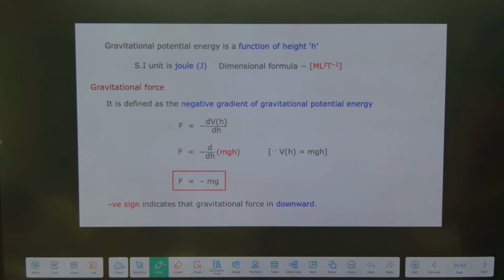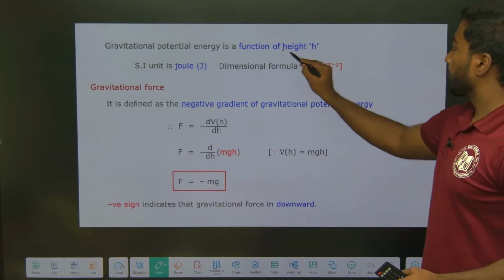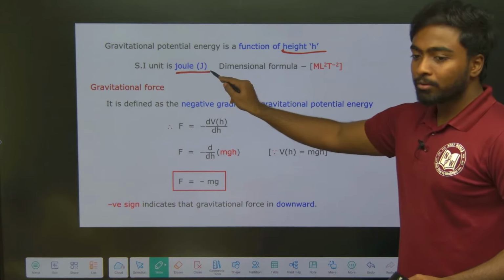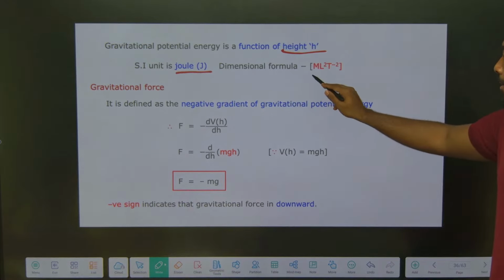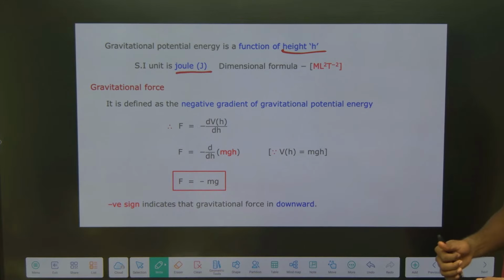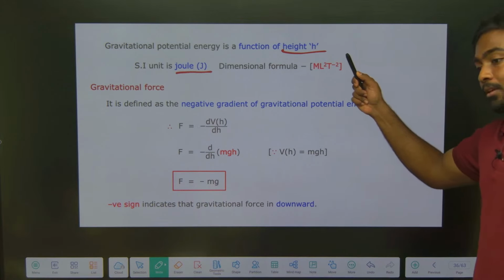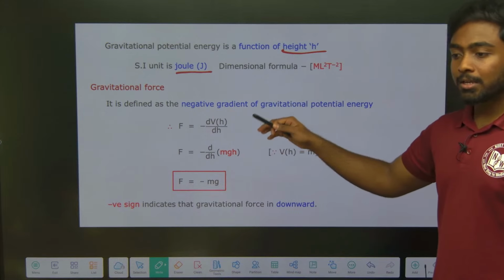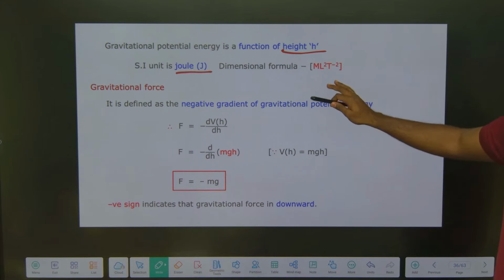So gravitational potential energy is a function of height, and the SI unit is joules and the dimensional formula is ML squared T to the power minus 2. So the dimensional formula for the work done, kinetic energy and potential energy are the same.